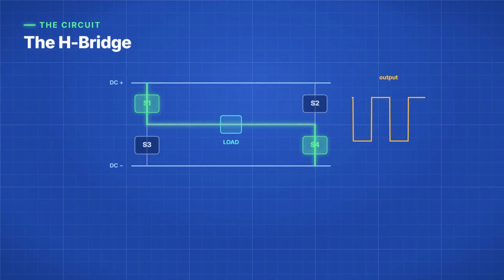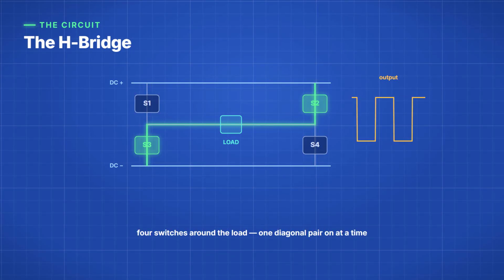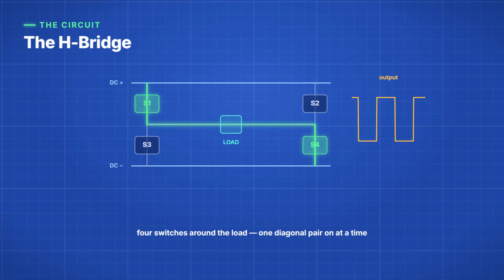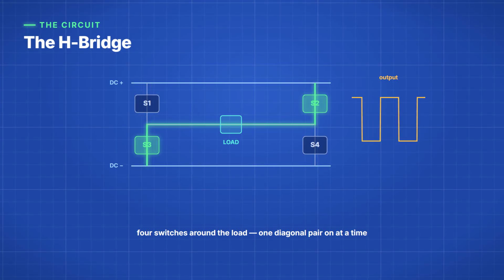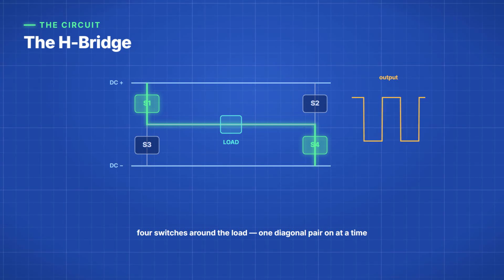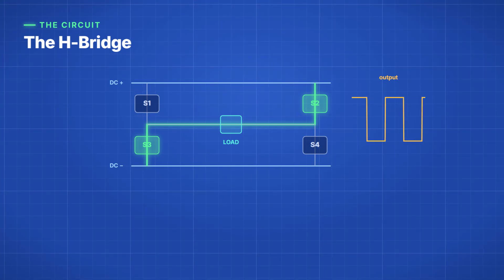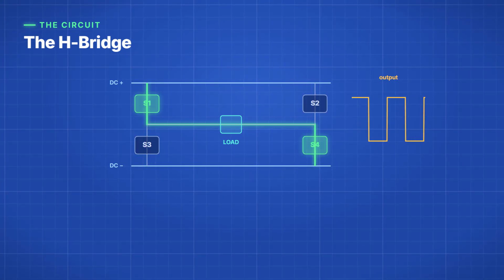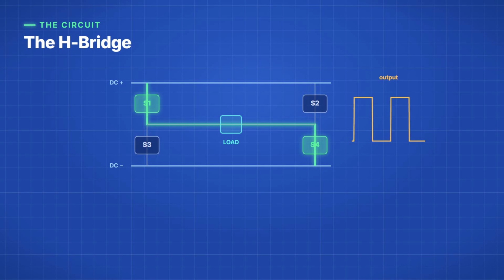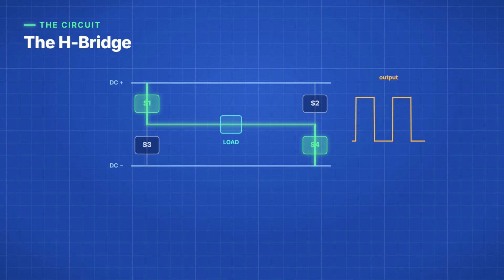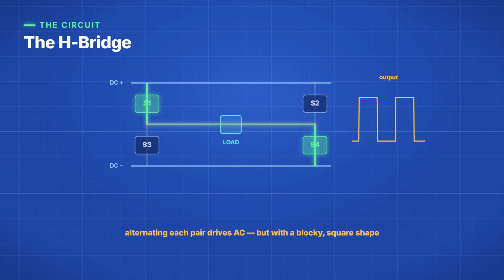In a real inverter, that flipping is done by 4 electronic switches arranged in a shape we call an H-bridge. The load sits in the middle. Close the top left and bottom right switches, and current flows through the load one way. Open those. Close the other diagonal pair, and current flows the other way. By switching the two pairs on and off in turn, the inverter drives current first one way, then the other. The output is alternating, but right now it has a blocky, square shape.